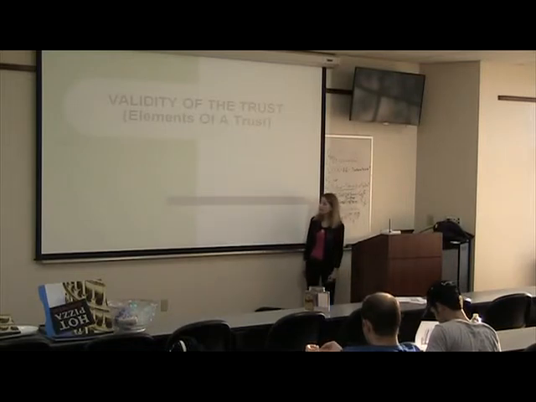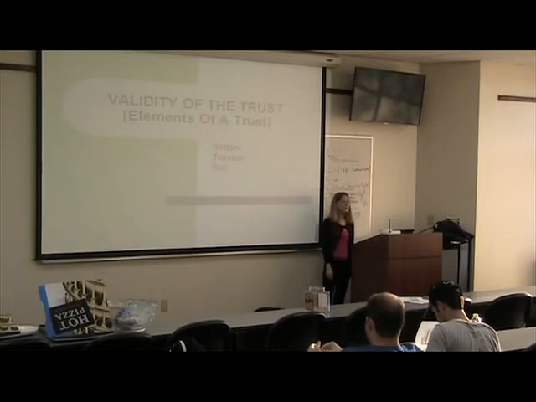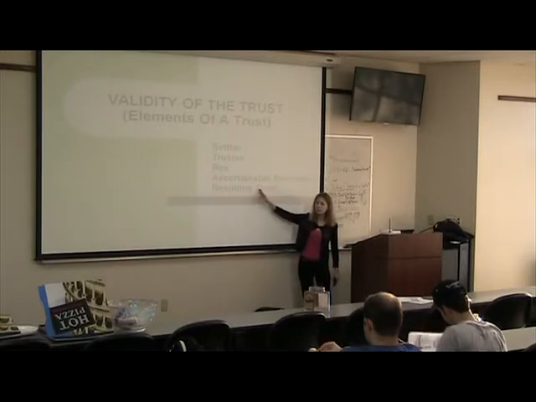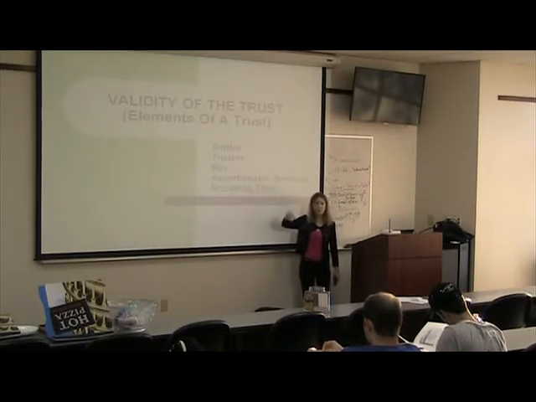So what do we need for a valid trust? You need the settlor. You need the trustee. You need the trust res. You need ascertainable beneficiaries. And I mentioned resulting trust. We'll come back to that. Of course, a resulting trust is not a true trust, but if a gift in a trust fails, then you're going to have a resulting trust in favor of the settlor.